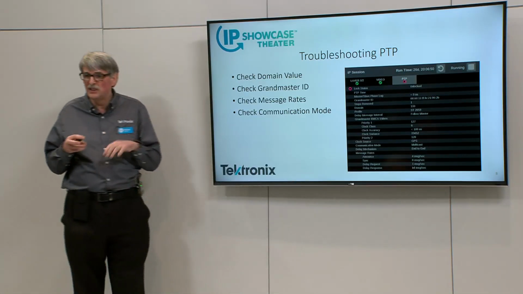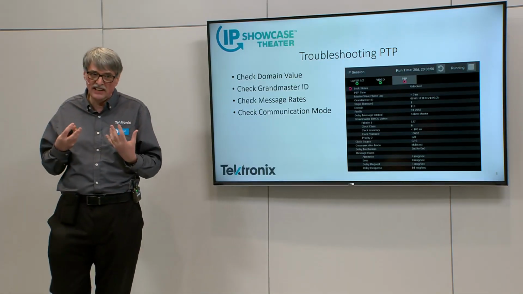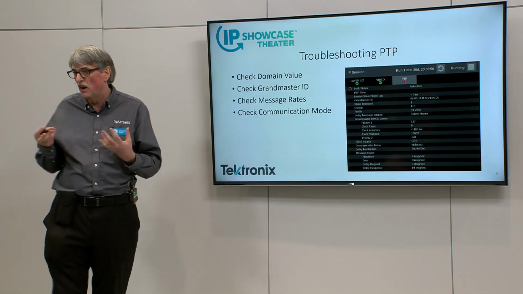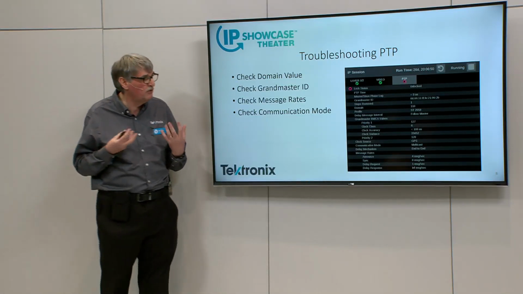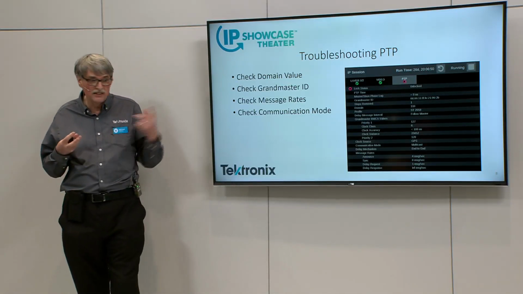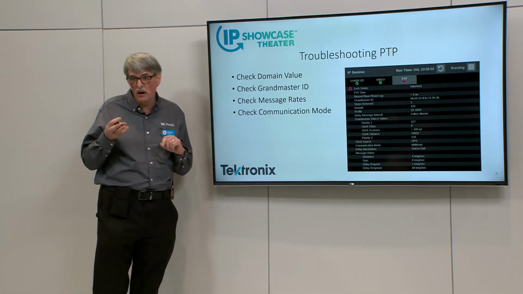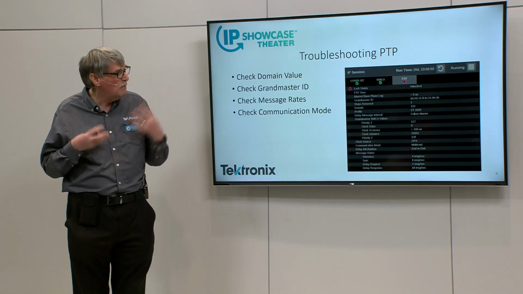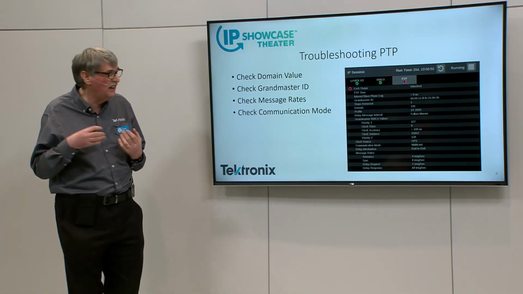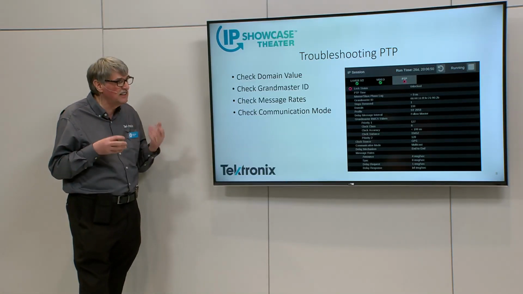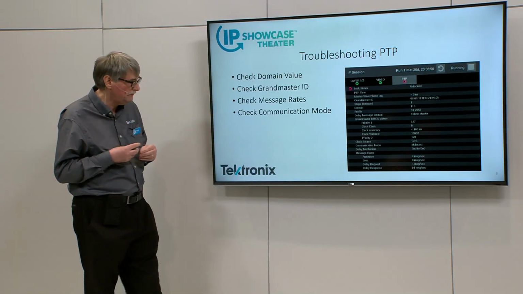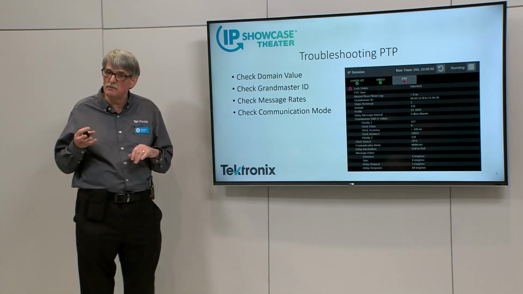The other thing we want to do is check what the Grandmaster ID is. It's useful to know what the MAC address is of each of your master clocks, because that is what is sent as the Grandmaster ID. So if you know your primary and backup master ID, then you'll have an idea of which device is sending the signals at a specific time. You also want to check those message rates.